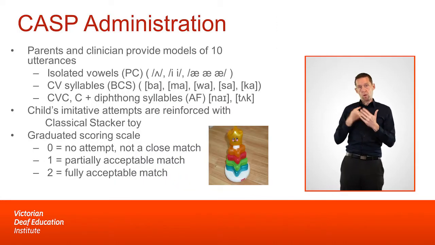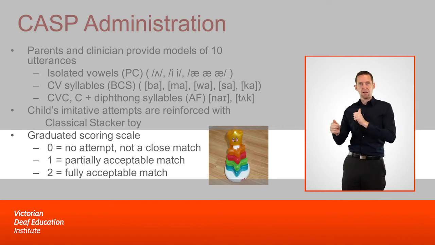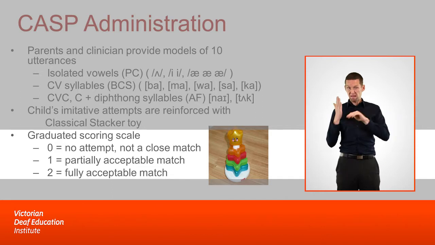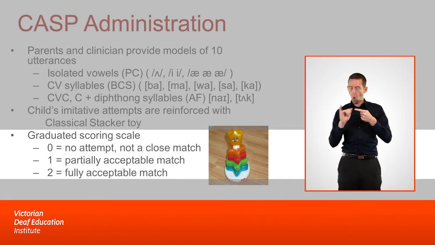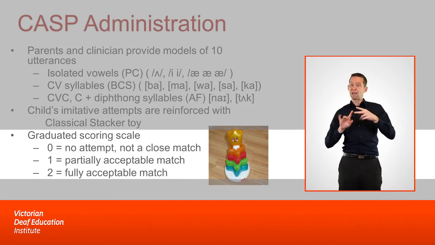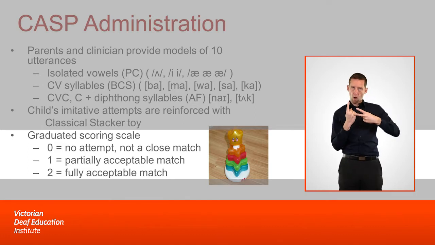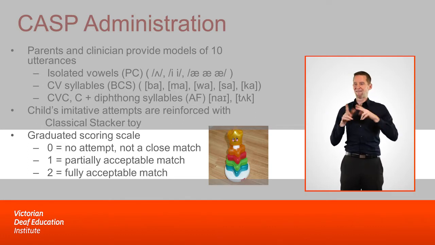Now, in scoring the child's attempt to imitate each stimulus, we grade them as 0 if they don't attempt to imitate, or their imitation is not a close match. We call it partially acceptable, a 1, if there's something about it that's similar to the model. And we grade it as a 2 if it's fully acceptable.